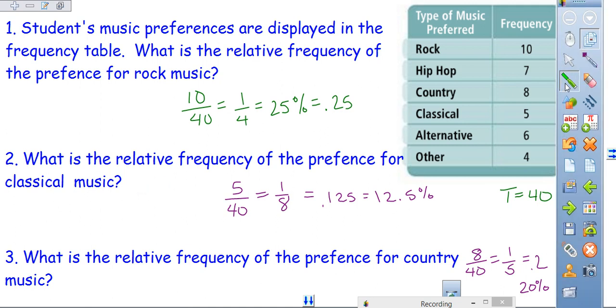So what we were looking for on this slide was relative frequency. Relative frequency takes into account the total, whereas a frequency is just a count of how many people like that kind of music. But now, when I have a relative frequency, I can compare one category to the whole. Up here, 25% of all the people like rock, 12% like classical, and 20% prefer country. So then we can actually make a comparison using our relative frequency.